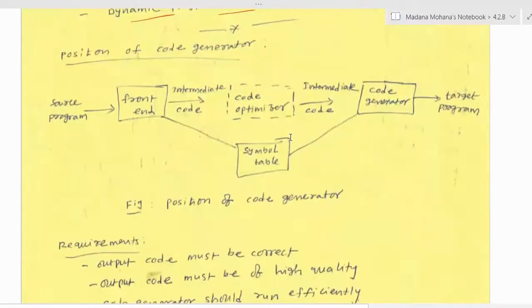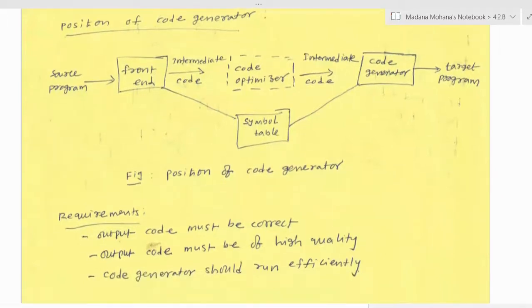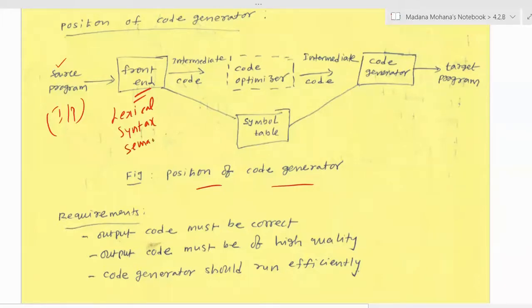Now let us come to the first, what is the role of code generator in the phases of compiler? So every phase we are seeing the role or the position of a phase in the compilation model. Now the following diagram shows the position of code generator. So first we are having source program as the input, then front end. What does front end contain? Lexical analysis, syntax analysis, then semantic analysis. So these phases come under front end.